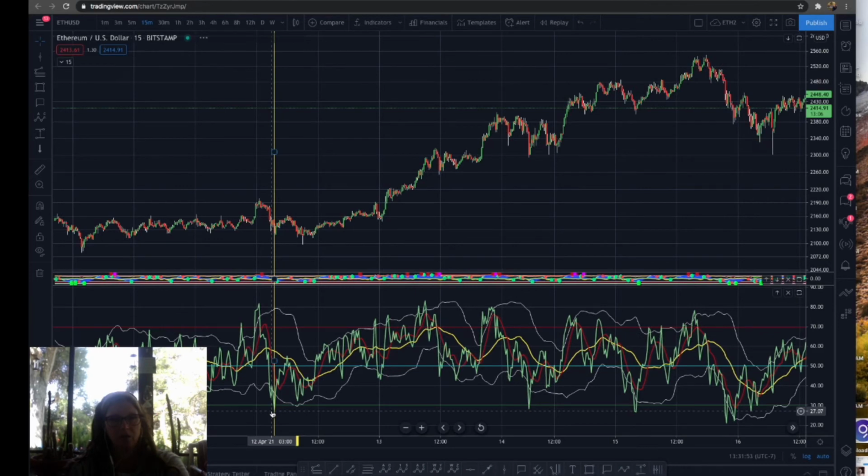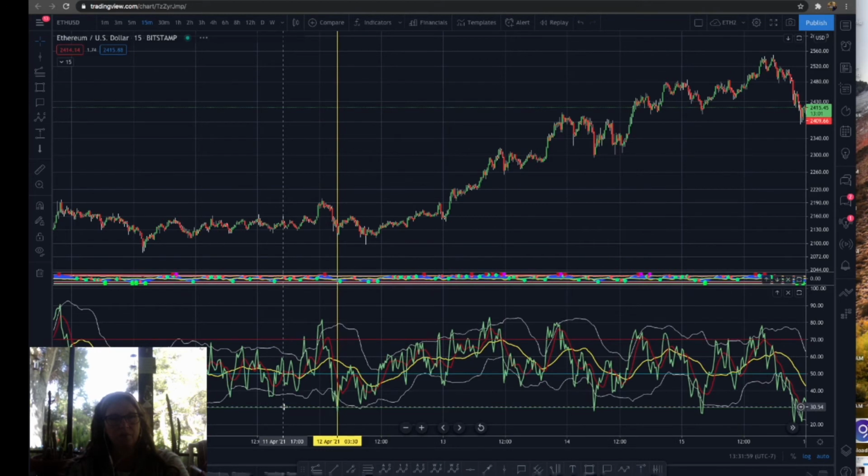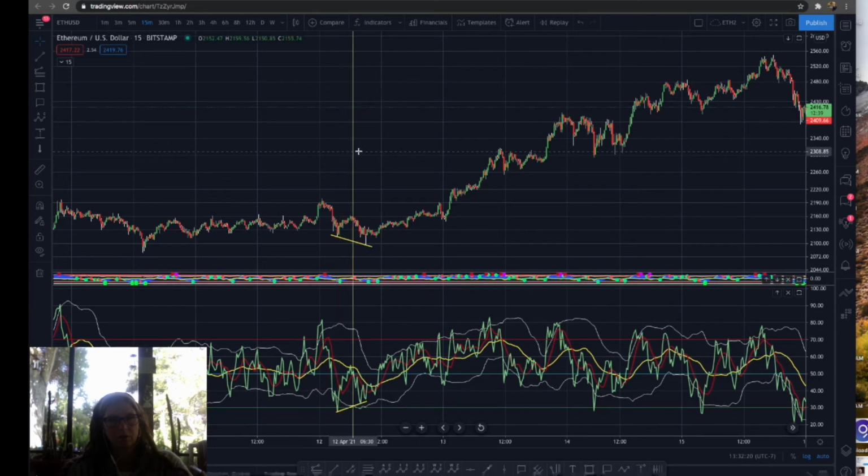Oh, I was actually going to start over here, I guess. Now I'm going to start here. So we had a hit to the 30 out of the band. And then our third rule is divergence. So we have all three. So our actual entry is here. Stop loss based on your risk to reward.